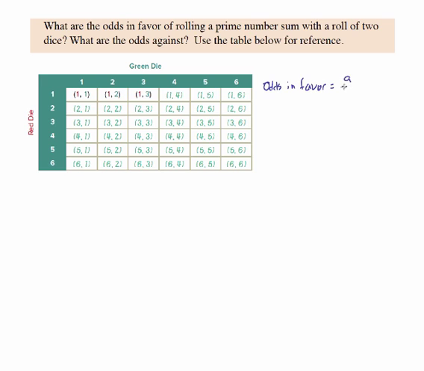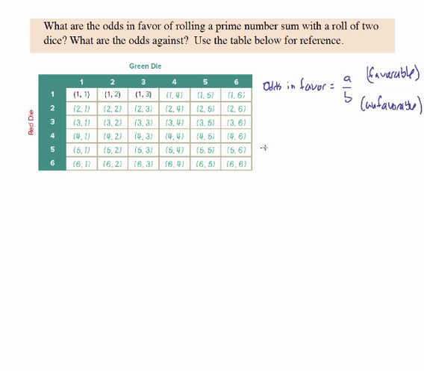And that's described within the lesson as A over B, where A is the number of favorable outcomes and B is the number of unfavorable outcomes.